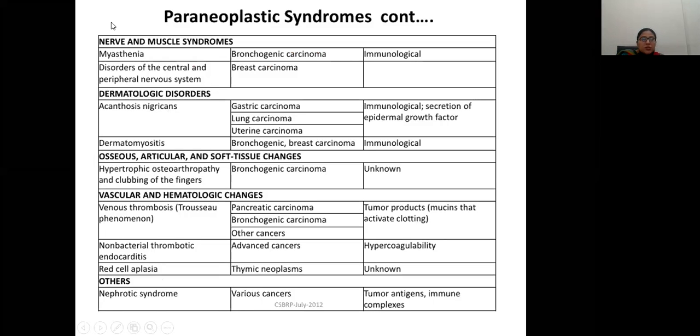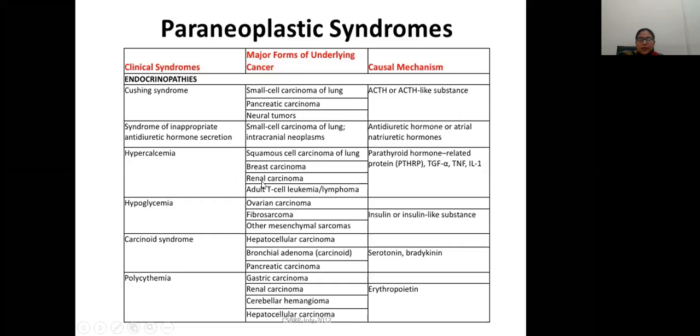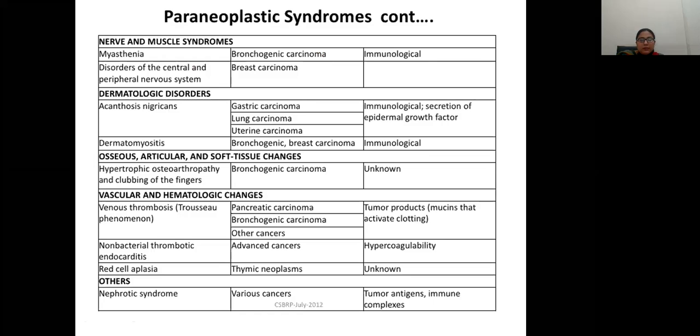Clear? So, in the nerve and muscle syndromes, there may be myasthenia gravis, and central and peripheral nervous system disorders. These are associated with bronchogenic carcinoma, and the central and peripheral nervous system disorders are also associated with breast carcinomas. Okay, while in dermatological disorders, acanthosis nigricans is caused by gastric carcinoma, lung carcinoma, and uterine carcinoma here, and dermatomyositis is caused by bronchogenic and breast carcinomas here.